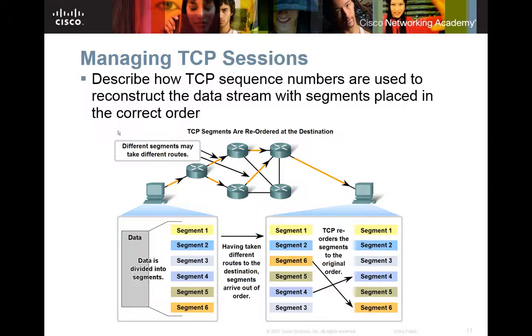And the sequence numbers, they can come from a variety of different ways and get there at different times. Because if I divided it into segments 1, 2, 3, 4, 5, 6 and sent it out, it may come in 1, 2, 6, 5, 4, 3, and it's going to get organized into the correct order. That's how the TCP session works.